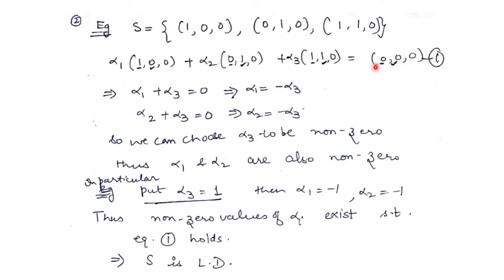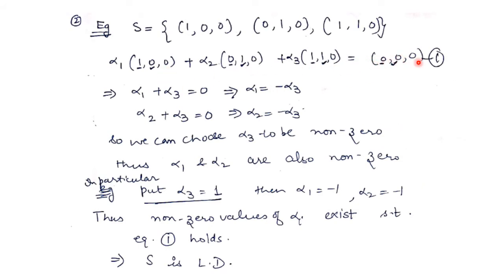In V3, 0 is what? (0, 0, 0). Okay. So now you compare the coefficients both sides. So this is alpha 1 plus 0 times alpha 2 plus alpha 3 is equal to 0. Similarly, 0 times alpha 1 plus 1 times alpha 2 plus 1 times alpha 3 is equal to 0.